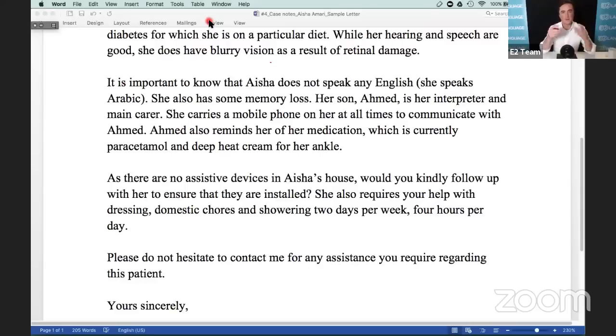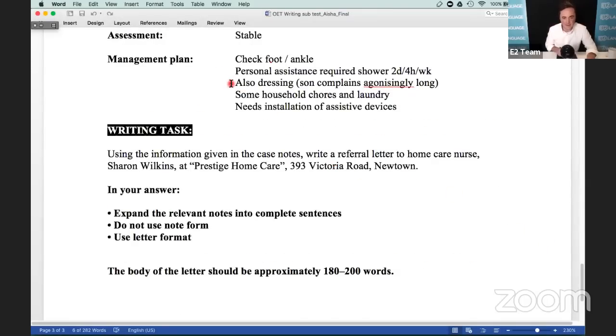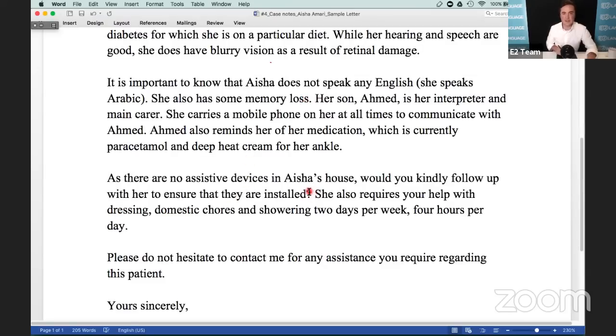Now you might see what I've done there is I've combined, if we have a look at the case notes and the management plan, there was one case note about dressing, there was one case note about showering, there was one case note about doing chores, but what I've done instead is I've combined them into a single sentence that says she also requires your help with dressing, domestic chores, and showering. So you can do that. You can take 3 similar case notes, blend them into one sentence as long as they're all related, and this will decrease your word count, which is a good thing.